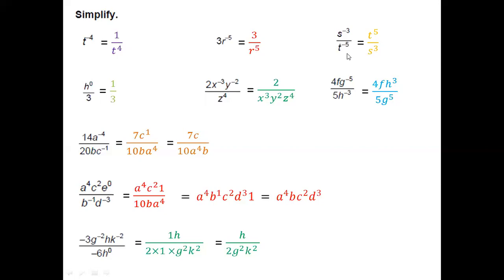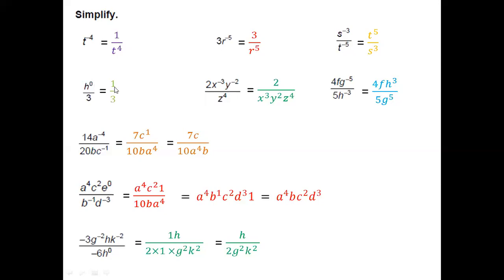Just remember the rule. To remove the negative sign from the exponent, just switch the places. If it is up, bring it down. If it is down, take it up. That's all. Okay, so again, any number to the power of 0, we know it's 1.